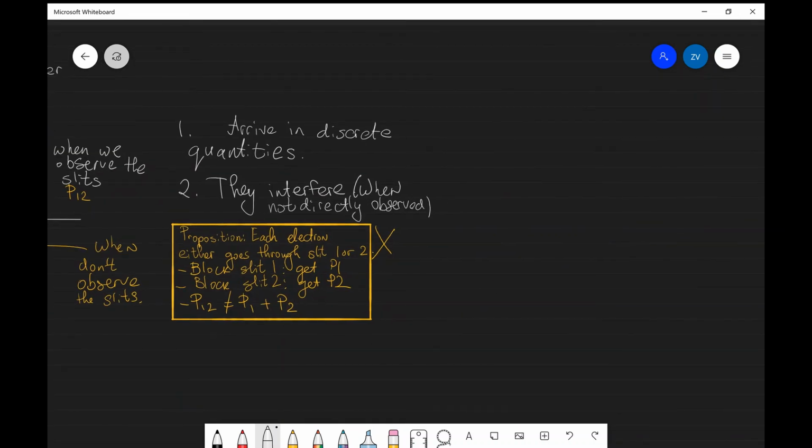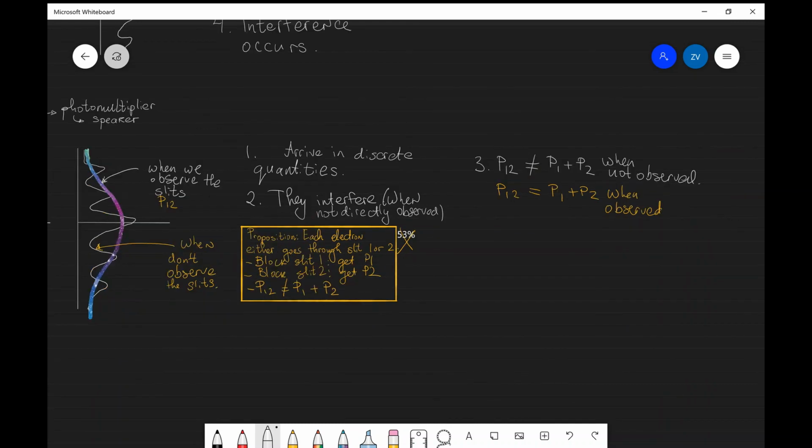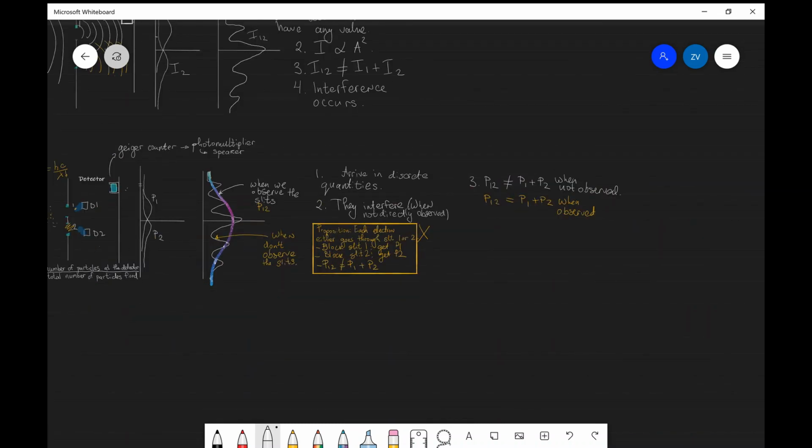Okay, and additionally, number three, the probability with both slits open doesn't seem to equal P1 plus P2 when the slits are not observed. However, if you were to observe this, then P1,2 is equal to P1 plus P2. So I'm just going to say when directly observed, and for the one above, I'm just going to write down when not observed. So we can compare and contrast in this way the behavior of particles, waves, and electrons.